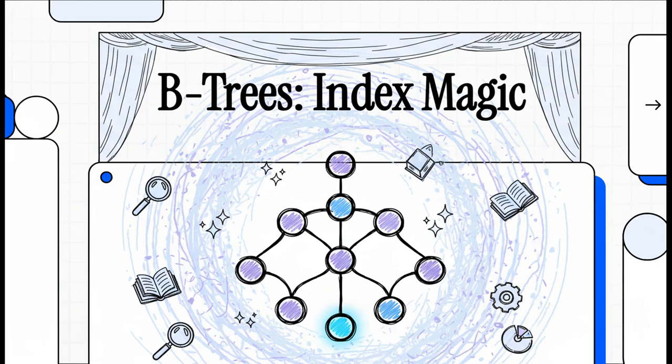Have you ever wondered how a database can find one single record out of billions in what feels like an instant? I mean, it really does feel like magic, but it's not. Today, we're going to pull back the curtain and show you the secret behind this incredible speed. It all comes down to a data structure called the B-tree.